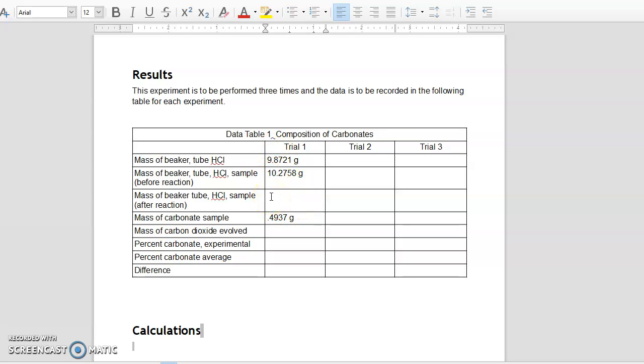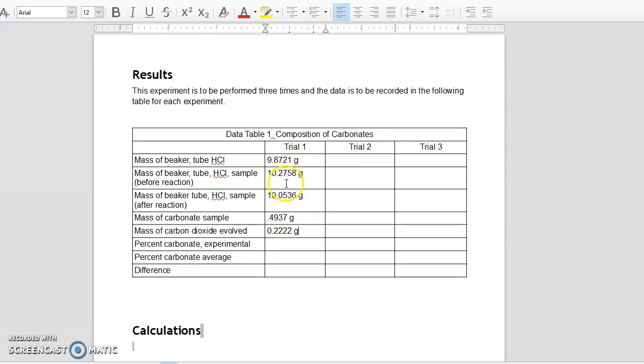Okay, so the mass of the tube and the beaker, the tube, and the sample after the reaction gives you 10.0536, okay, grams, of course. So what that means is the difference between these two is the mass of the carbon dioxide that was evolved, doesn't it? And so the value here is going to be 0.2222 grams. Okay?